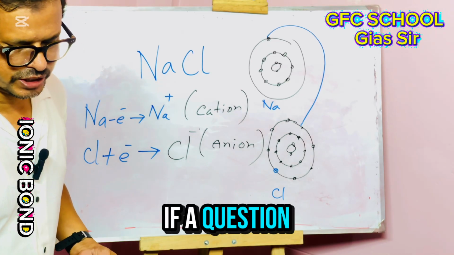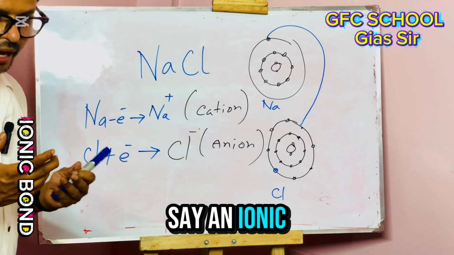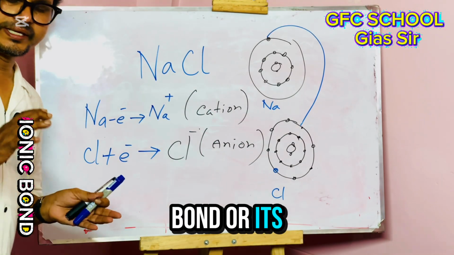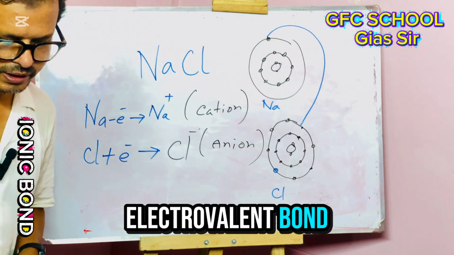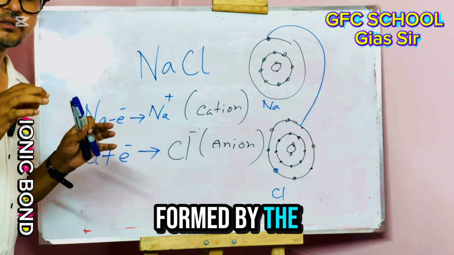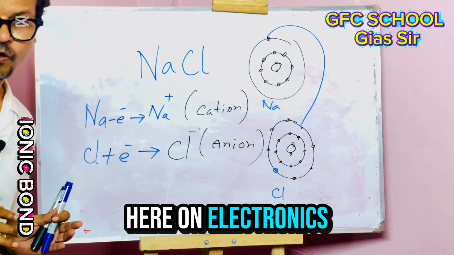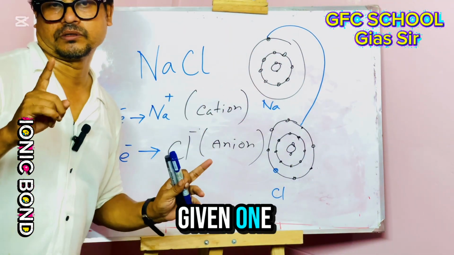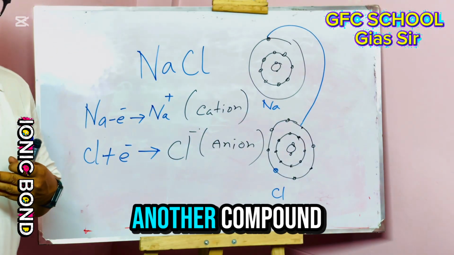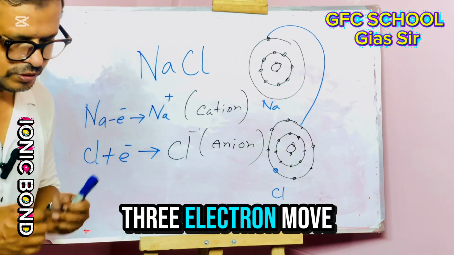If a question asks us what is an ionic bond, then I will say an ionic bond, or its other name, electrovalent bond, is a type of chemical bond formed by the transfer of electrons. Here, one electron is transferred. Here, sodium has given one electron. If we consider another compound, then we could see two or three electrons move.